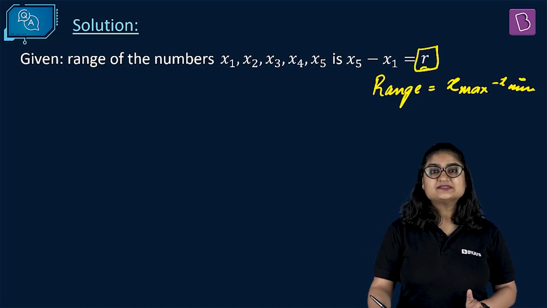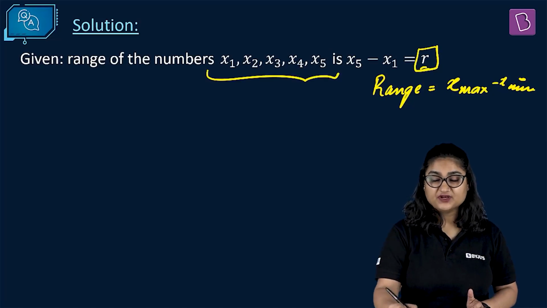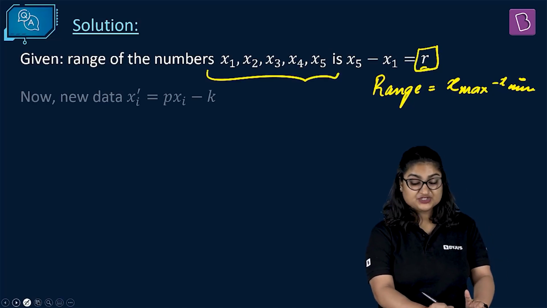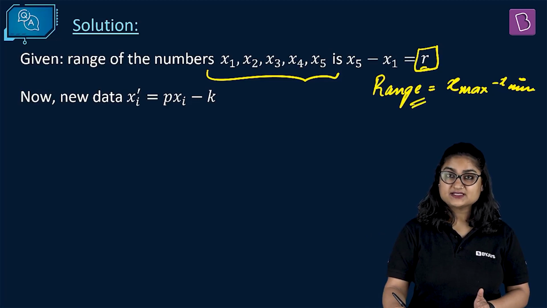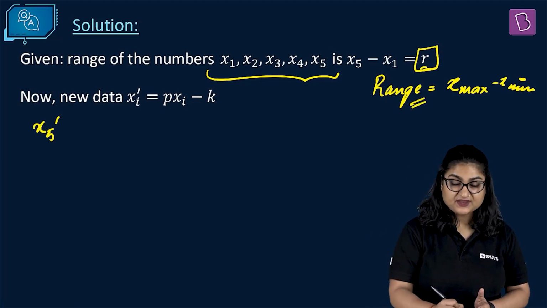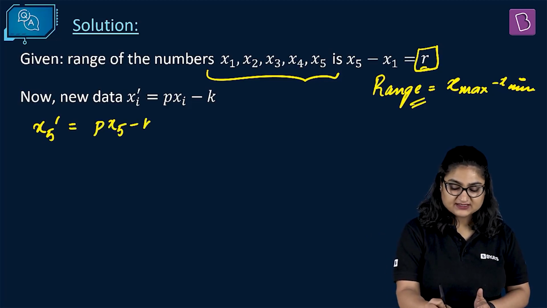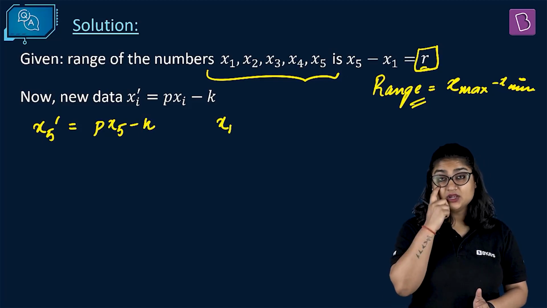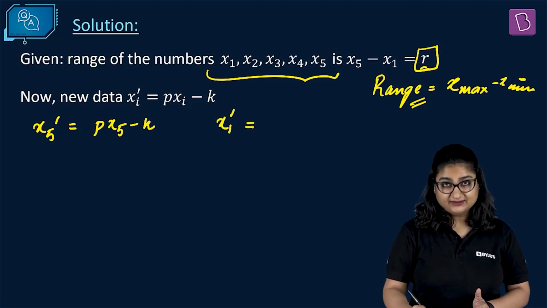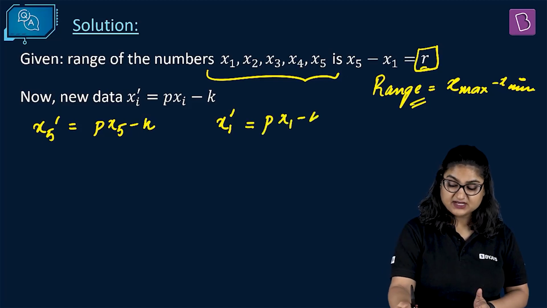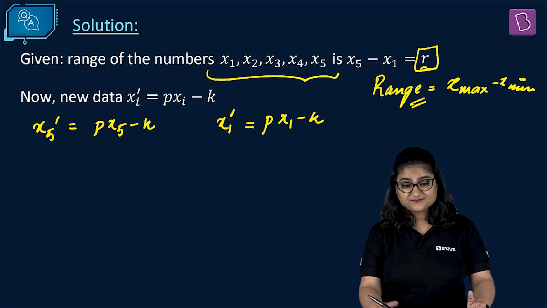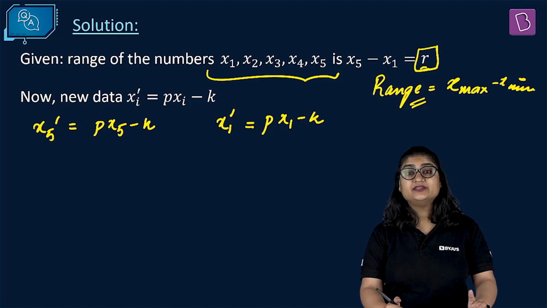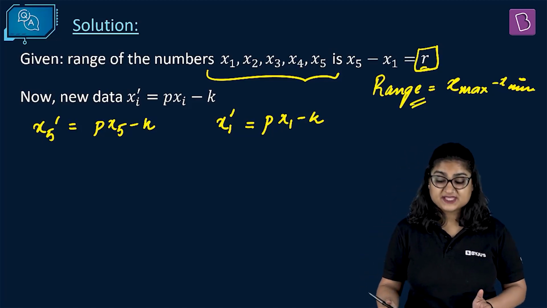Now we are performing some operations on the given set of numbers, and those operations are multiplying each number by p and then subtracting k. We still know that range is defined as x max minus x min. So let me find out x5 dash, which is the new 5th data entry, and this would be p times x5 minus k. And similarly, let me find out the lowest new data entry, and that would be p times x1 minus k. So we have calculated the maximum new data entry, which is p times x5 minus k, and we have also calculated the lowest new data entry, which is p times x1 minus k.